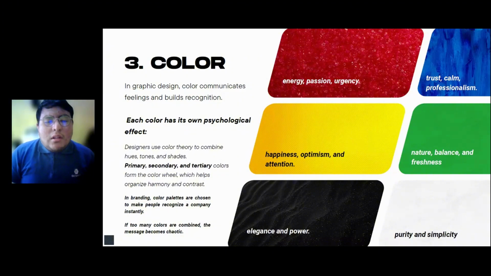Designers use color theory to combine hues, tones, and shades. Primary, secondary, and tertiary colors form a color wheel, which helps organize harmony and contrast. In branding, color palettes are chosen to make people recognize a company instantly. If too many colors are combined, the message becomes chaotic.